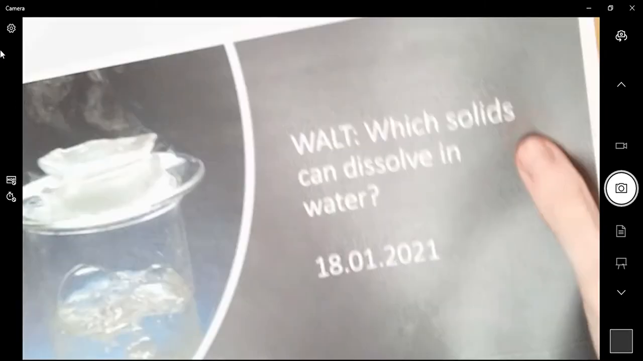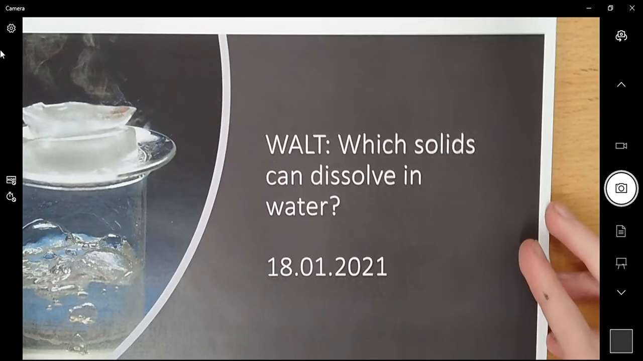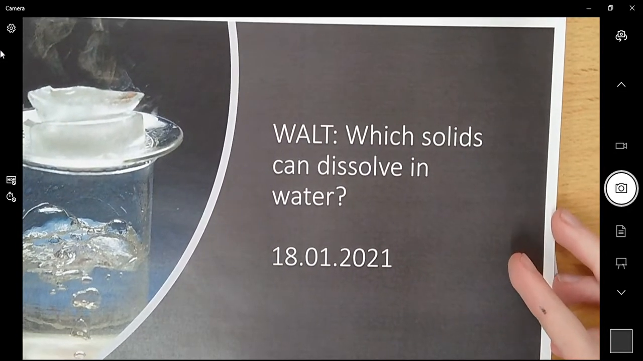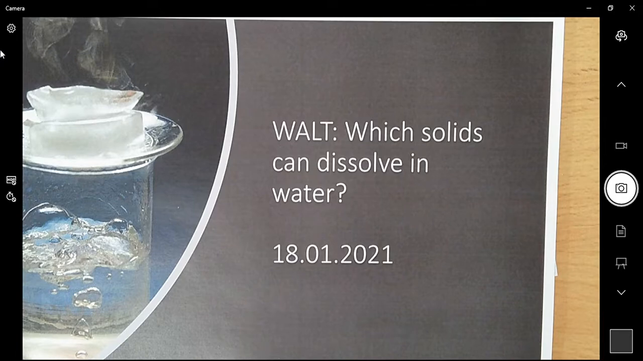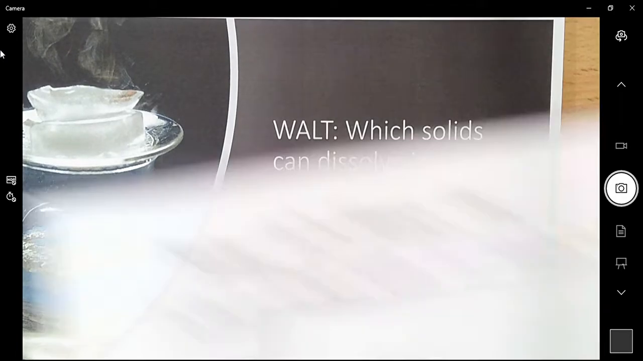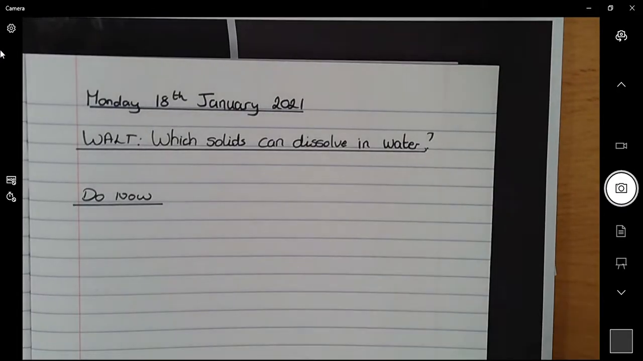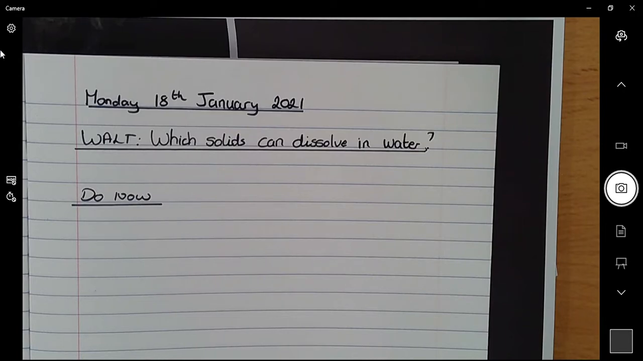So our date and our WALT is here. It's which solids can dissolve in water, and today is Monday the 18th of January 2021. So in my book I've written the date and WALT here, and I've also made space for my do now. So if you'd like, pause the video here, write your date and WALT just to get yourself into the right frame of mind, and to build the good habit of writing the date and WALT.